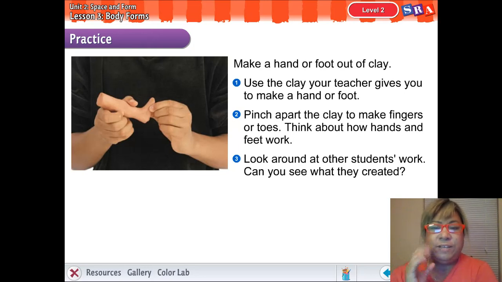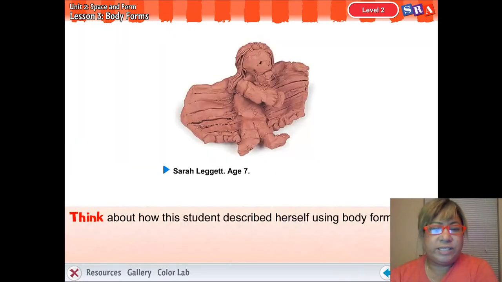Think about hands and feet and how they work. Okay, look around and see what else that you can create. So here's an example of Sarah Leggett. She's 7 years old. Think about how she described herself using body forms. So let's see that she made herself as a little girl.